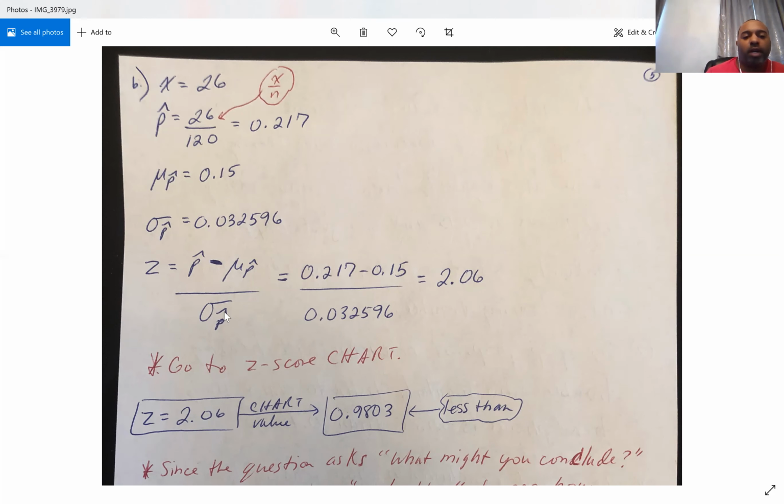And then once again, as we have our z-score, we go to the chart. And that gives us 0.9803. And once again, whatever value we get from the chart is going to be our less than. So I'll give you a chance to write that, and then we'll interpret.